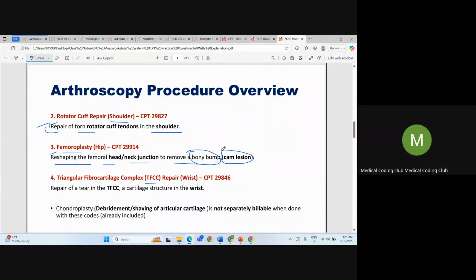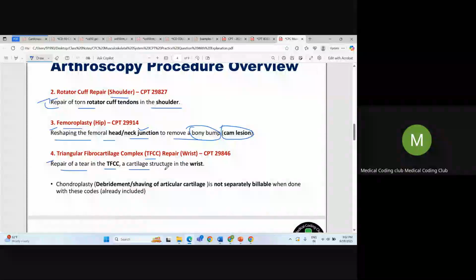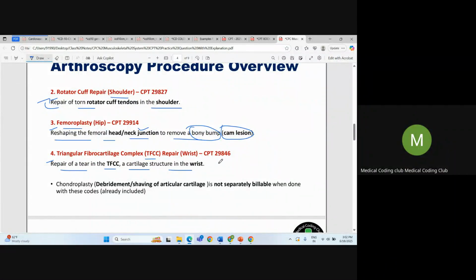Example, cam lesion. A cam lesion is an abnormal bony growth at the head or neck junction. In order to remove this lesion, they may perform a femoroplasty procedure. Femoroplasty is a surgical procedure where they reshape the femoral head or neck junction. Next, the last procedure is triangular fibrocartilage complex repair. It is a repair for a tear in the TFCC, a cartilage structure in the wrist. So this procedure is also important. It is for the wrist, and femoroplasty is hip, rotator cuff repair is shoulder.